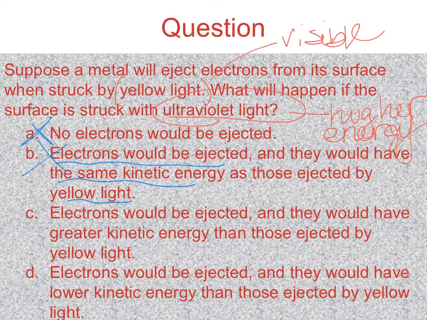So let's look at C. Electrons would be ejected and they would have greater kinetic energy. Yes, that sounds about right. D says electrons would be ejected and they would have lower kinetic energy. Well, that's just kind of silly. So that might be the type of multiple choice question that you could possibly see in the ACS type final.